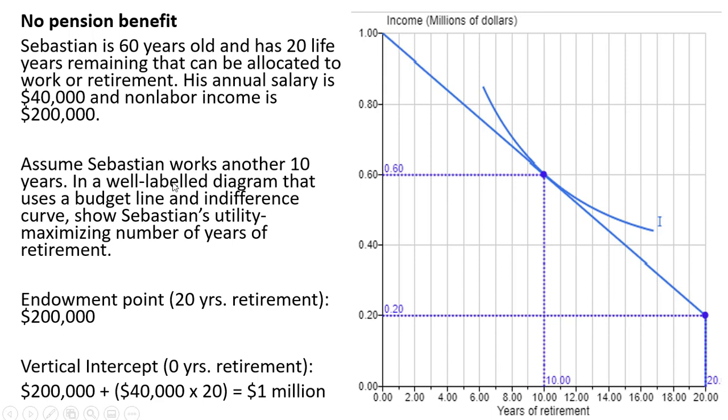And we're told that he maximizes utility at 10 years of retirement. So that occurs right here in the middle. Drawing our indifference curve there, he would generate $600,000 of income. The $200,000 of non-labor income plus 10 years of work at $40,000 each. That would be $400,000 of labor income plus the $200,000 of non-labor income. That's where this $600,000 is coming from, or $0.6 million.